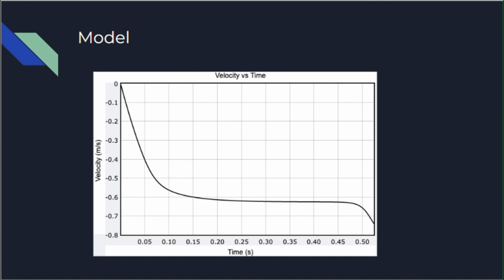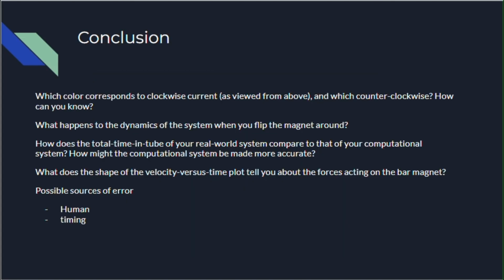So here is the computational model. You can see that this is a graph of velocity in meters per second with respect to time in seconds. And our graph has this sort of curved shape where the rate of change of velocity is greater at the first part from 0 to 0.15 seconds, and then it flattens out, and then at the very end it also dips down.